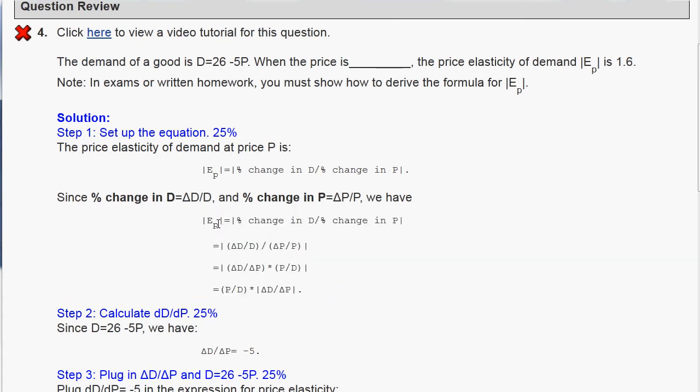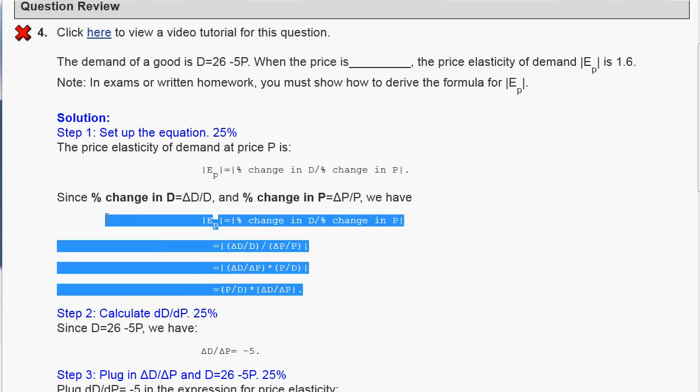Anyway, the price elasticity of demand is equal to P over D times the change in D over the change in P. Now remember, this is the absolute value of that, because the price elasticity is always a positive number, or we just care about its absolute value. So before we do anything, I want you to show me this.